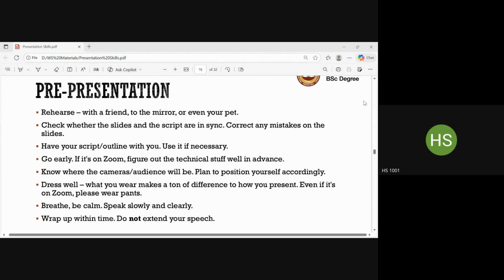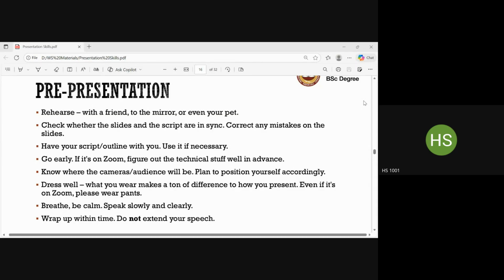What are the things that we can do before our presentation? We've already seen that it's well and good to be prepared. It's also very helpful to be a little flexible with our script. What else can we do prior to our presentation in order to ensure that things go smoothly? We can, of course, rehearse. We can rehearse by ourselves. We can also rehearse with other people, our friends, for instance.